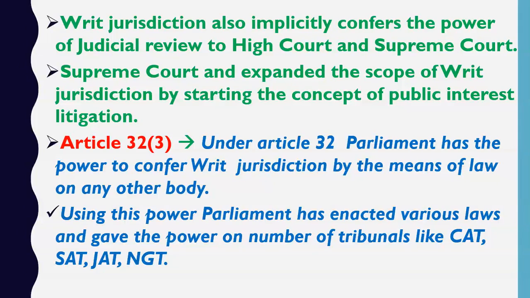Okay, so here we can conclude that writ jurisdiction actually indirectly provides the power of judicial review to the Supreme Court and High Court. Why? Because before issuing the writ, the court has to review the action of the legislature or executive. So now what will the court do? The court will definitely review the action of the police.